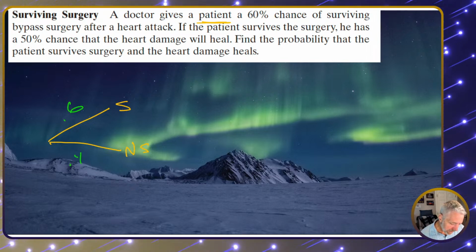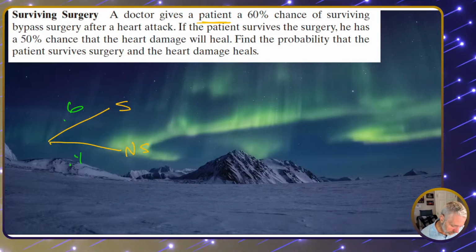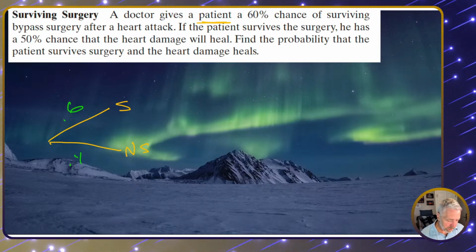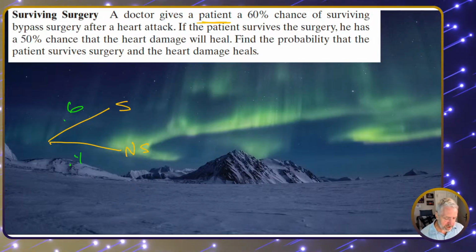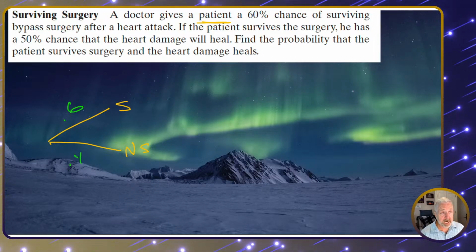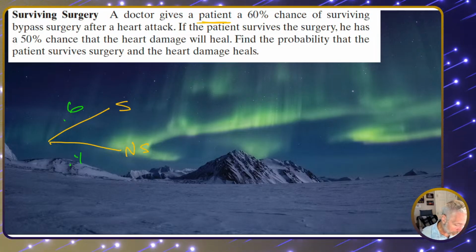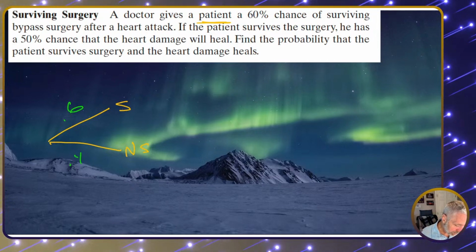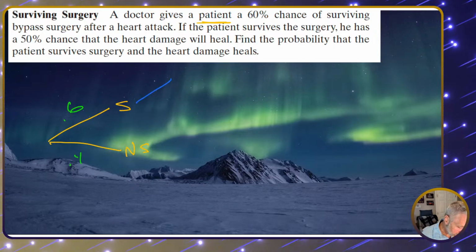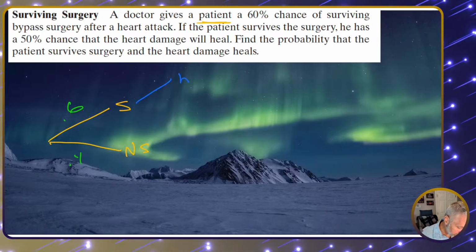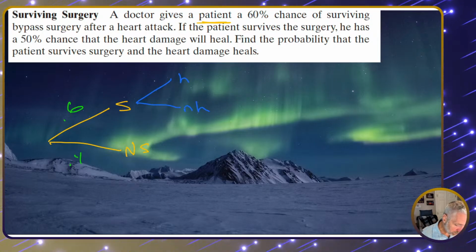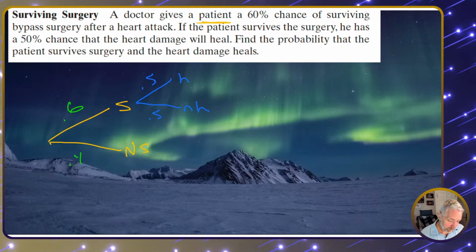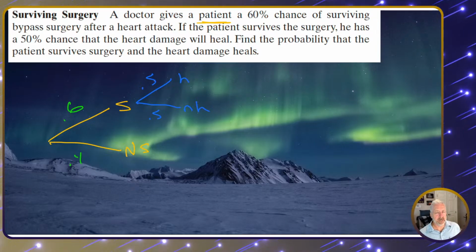All right. If the patient survives the surgery, he has a 50% chance that the heart damage will heal. Find the probability that the patient survives and the heart damage heals. We only care about the survive here. So if he survives, it's either going to heal or not heal. There's a 50% chance that it'll heal, which means there's a 50% chance that it won't heal. That's all we need in the tree diagram.